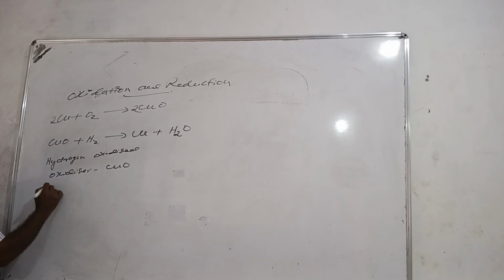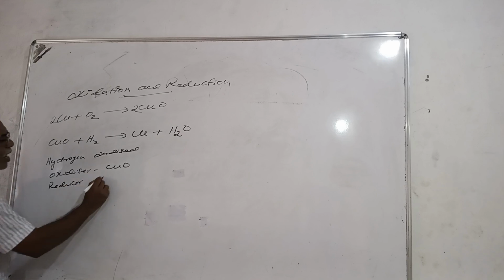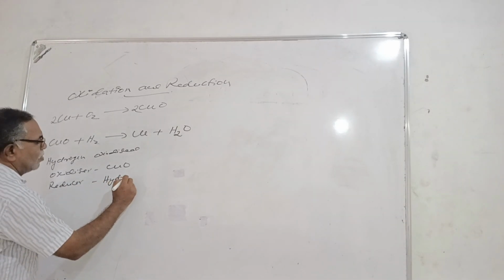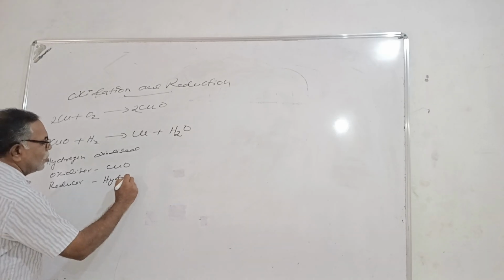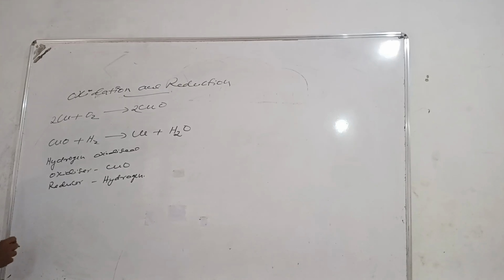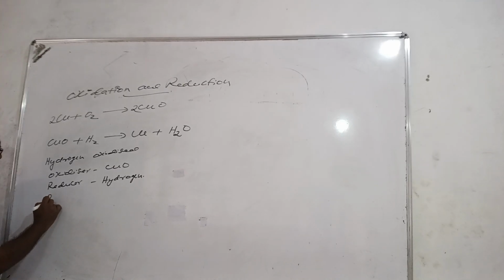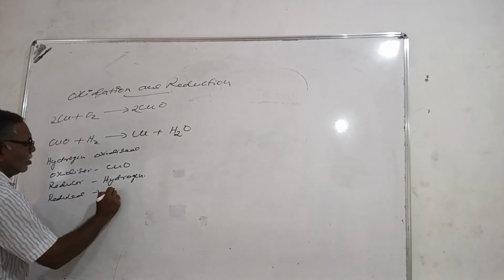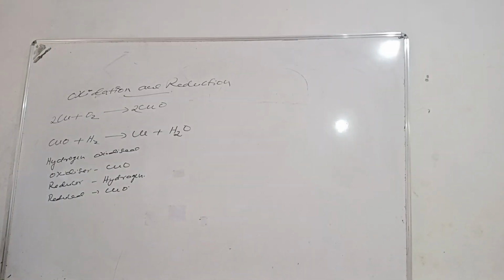Which is the reducer? Hydrogen. The reducer is hydrogen, which is oxidized. Copper oxide is reduced. Hydrogen is oxidized. Copper oxide is reduced to copper.